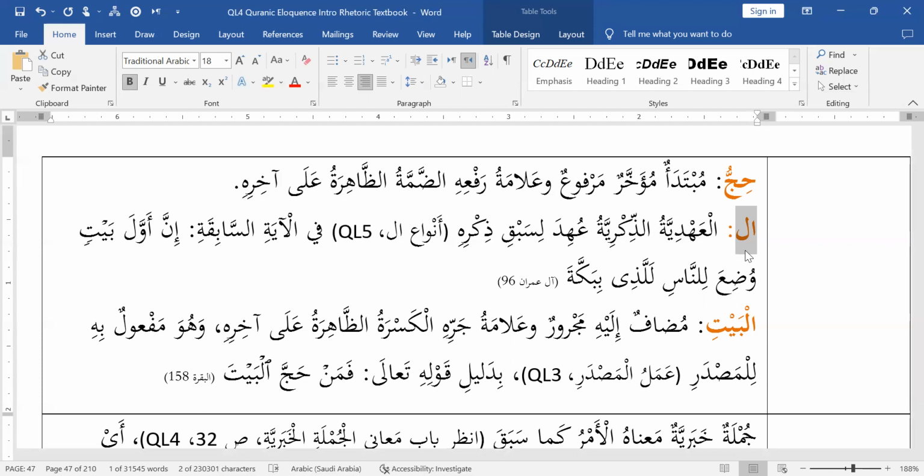Because in that case, you could visit any house for Hajj. And that's absurd. That is not supported by the Quran or the Sunnah. It is al-ahdiyya dhikriyya. It's been defined or mentioned previously in this verse. It's the house, the bait that is at Bakka.